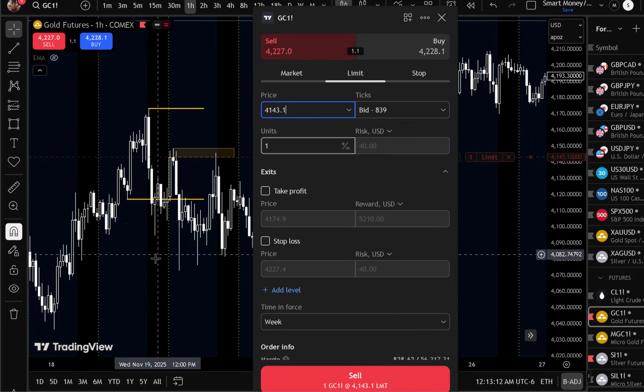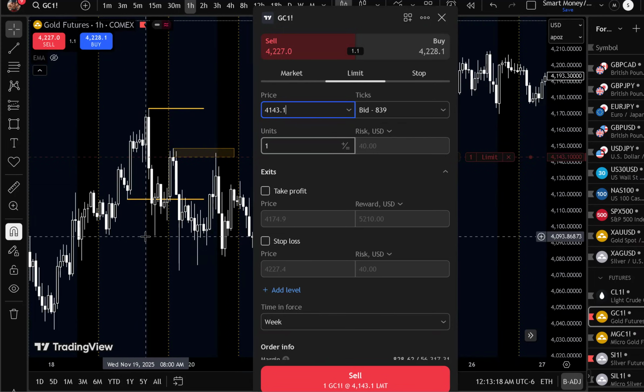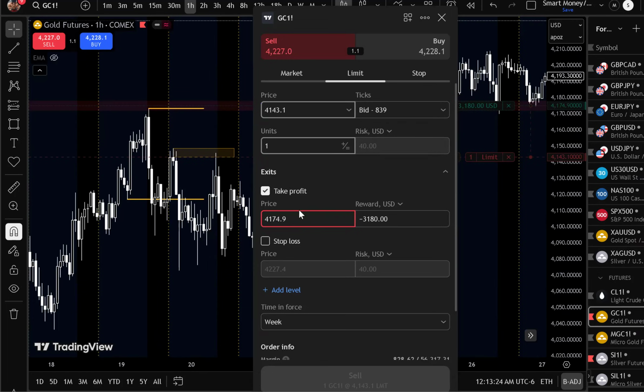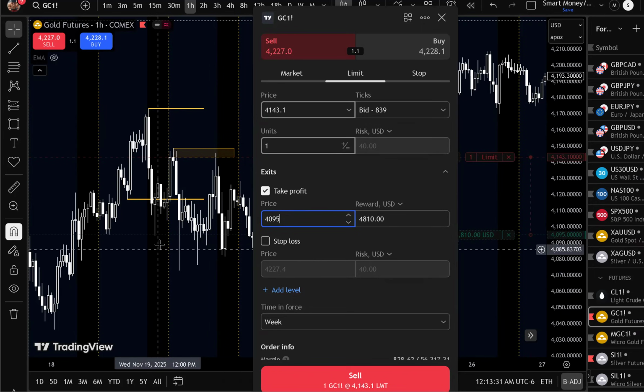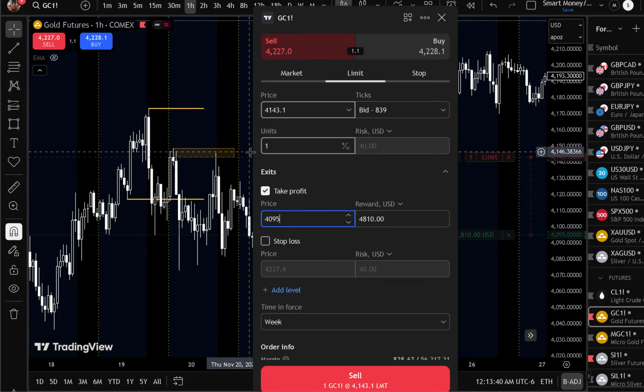All right. And my take profit would have been, boom, this low right here, around, let's just say 4095. Look at that, $4,800 from there to there. Boom. And you're done for the day. And that's with one contract. That's with one contract, $4,810, right here.